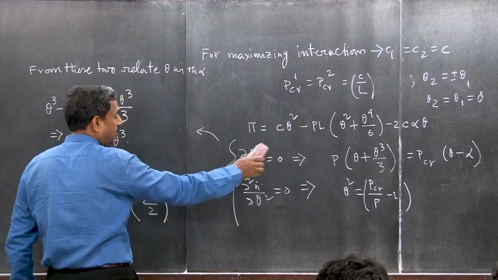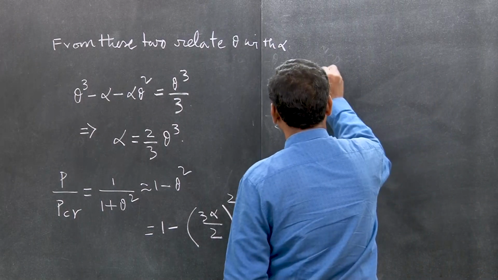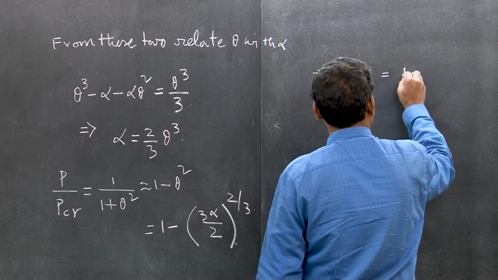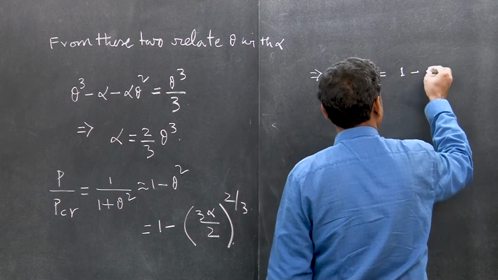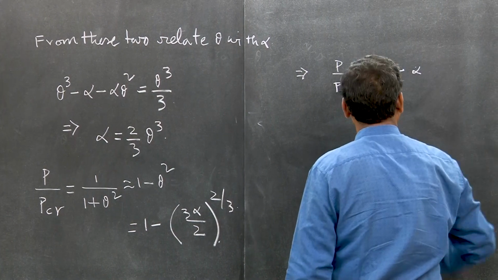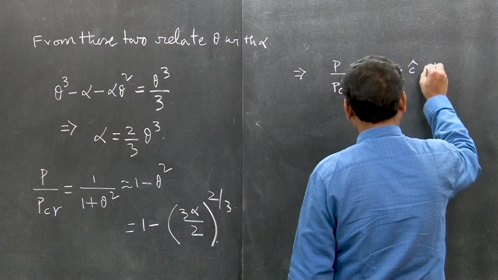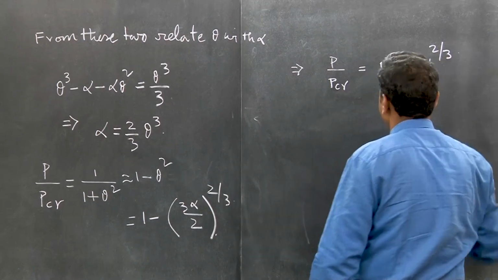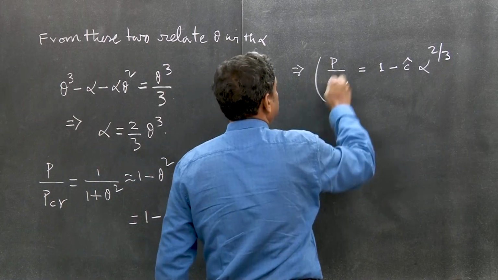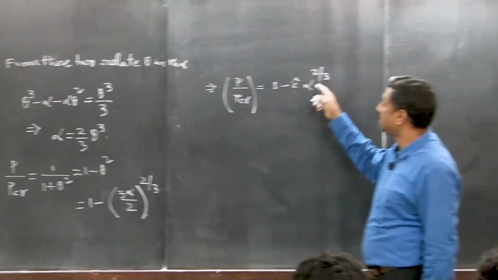So, I will just remove all these things, or from here I can write P by PCR is nothing but 1 minus some constant C cube alpha to the power 2 by 3. So, what we see, this follows a 2/3 power law, where alpha is imperfection.